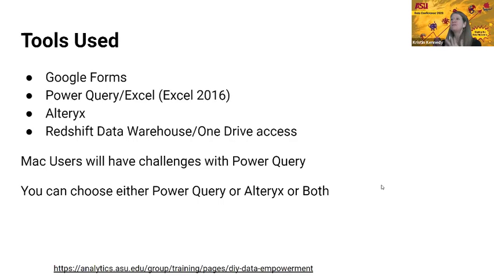So we're going to be using Google Forms, Power Query, and Excel. The class is written for Excel 2016. So if you have 2013 or 2019, you will see things a little differently. And if you have a question about that, just let us know. And we're also going to be using Alteryx. With Alteryx, if you have a Redshift data warehouse account, that will help. But if you don't, that's okay too. We have a workaround for that. And for Power Query, you don't need that.